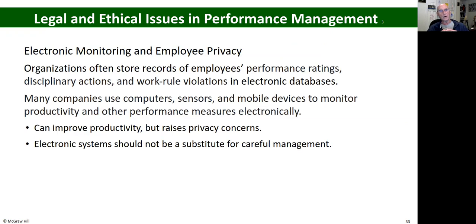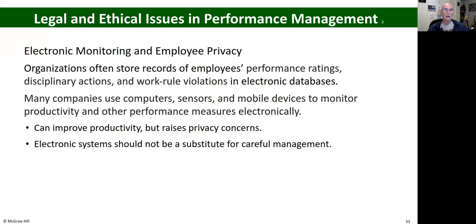Another issue as far as performance management is concerned is the idea of electronic monitoring. There's been some pushback because of privacy. For example, let's say you're in a call center. People who are working in call centers are constantly being monitored. There's going to be a supervisor who has access to hear what each person is doing. They can click in and hear it, but you don't know it. If you're on the other end of the phone, you don't know it.